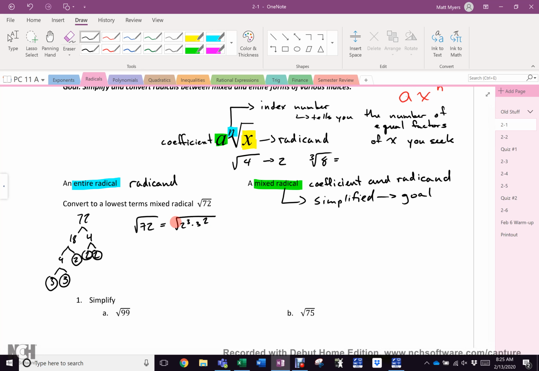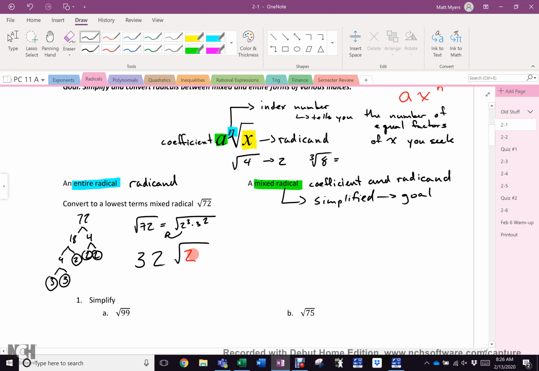Now, is there an index number here? There is, but we don't write it. What is it? 2, which means we are looking for groups of 2 factors. Can I get a group of 2 out of that? Yes, but there will be one remainder, right? So I'm going to bring out a 2, and I'm going to leave a 2. Can I get a group of 2 out of that? Yes. Will there be any remainders? No. So I'm going to bring out a 3, and there are no remainders, so I don't write anything there.